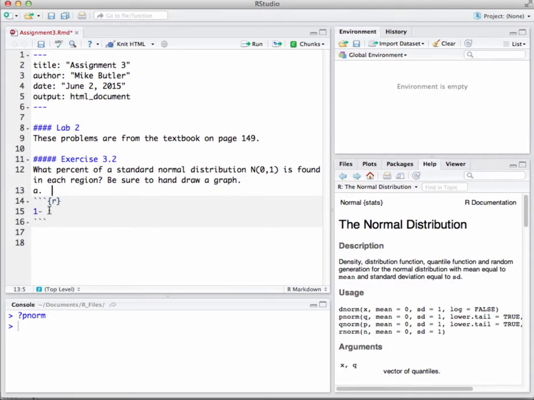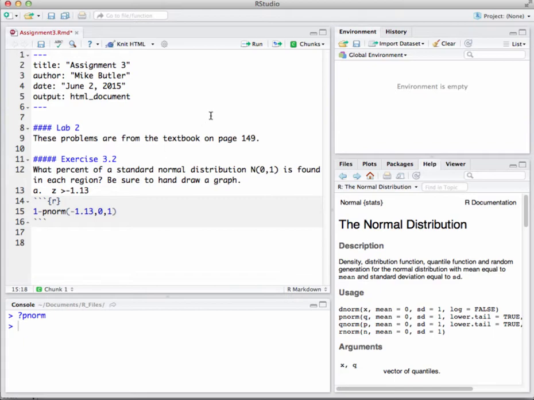In fact, we should probably put in the actual question, which was z greater than negative 1.13, okay? Sorry, I get a little ahead of myself. I was getting excited. I wanted to do this, okay? So we're going to go pnorm, and let's see, negative 1.13, comma 0, comma 1.